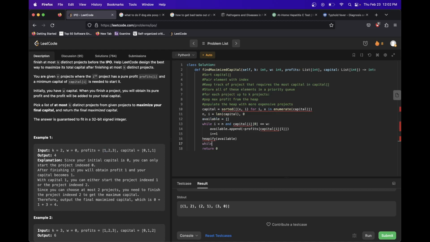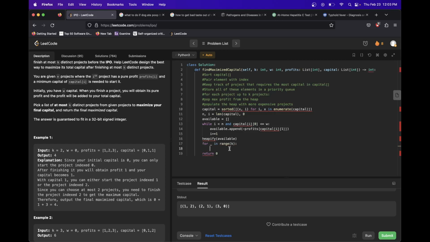So then we can say something like while i is less than n, or no, we'll say something like for, I'm not going to say for i in range k, I'm just going to say this, like do this k times.